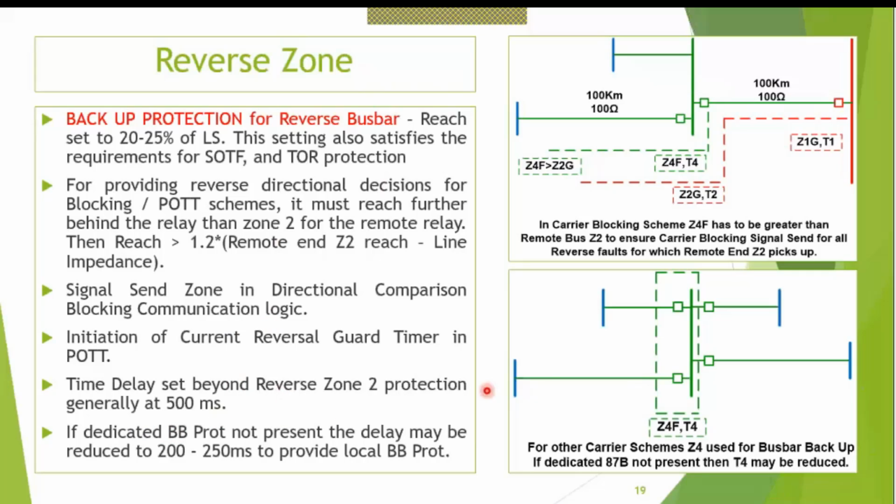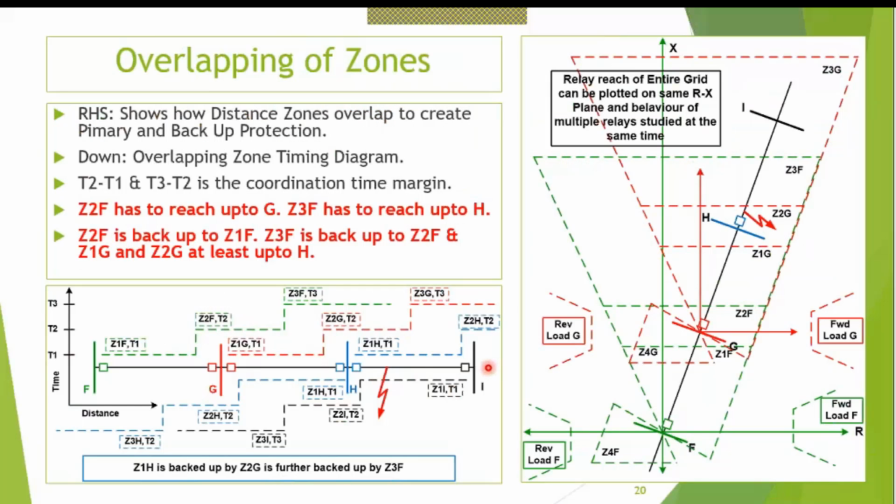Okay, if dedicated bus bar protection is not present, then we need to reduce the zone. Then this zone 4 can be used as a backup of bus bar protection also. Then we need to reduce the 200 to 250 milliseconds to provide local bus bar protection too. Zone 4 will operate. If it is a bus fault, all these 4 lines' zone 4 will operate to clear this bus fault before the remote end zone 2 operates. Okay, that is the logic.